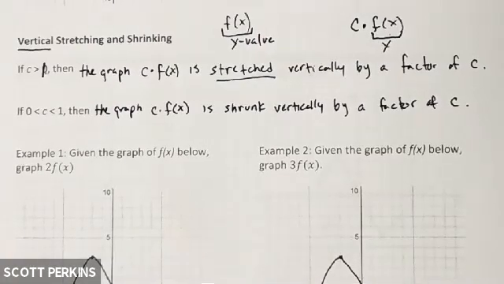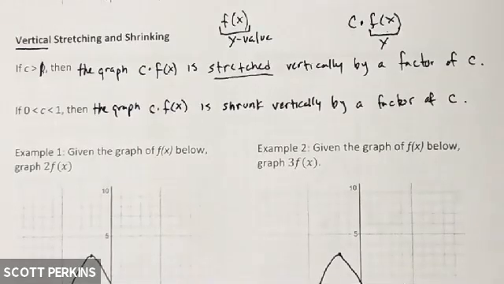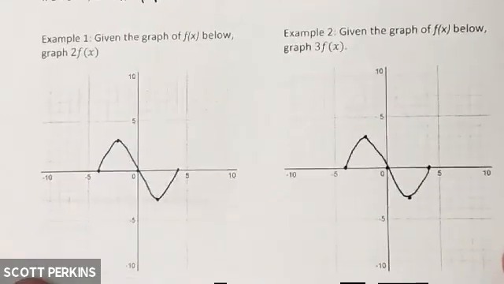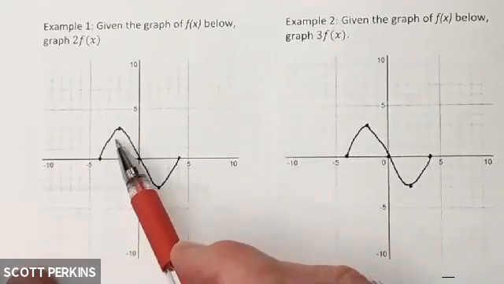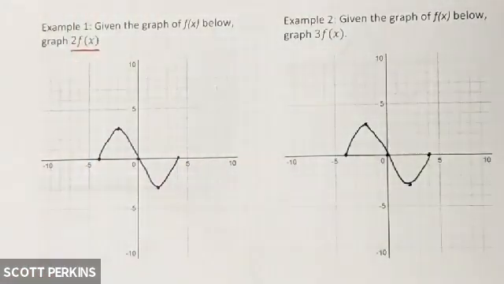I'm going to work through example 1 with you, and then I've got an example for you to work as well. But I've given a graph right there, just a pretty standard graph with a starting and a stopping point. And what we're going to do is, given that this graph right here represents f of x, we are going to graph what 2 times f of x looks like.